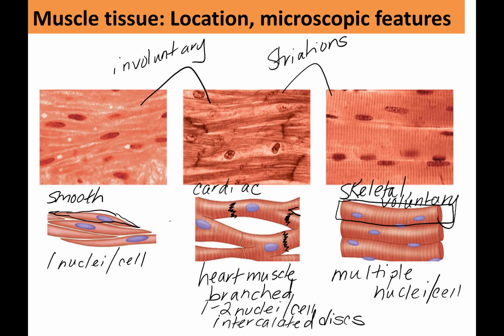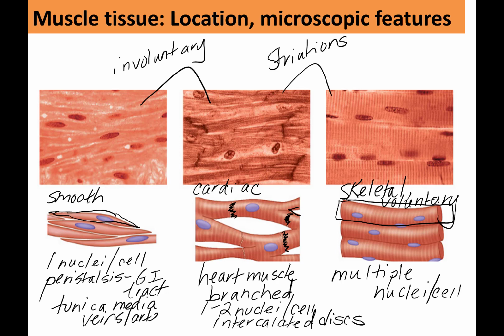So location for smooth, we just talked about peristalsis, which are those smooth muscle contractions in the digestive tract. We also have smooth muscle lining the tunica media of veins and arteries. Basically, any place in the body where involuntary movement is happening other than the heart muscle is going to be smooth muscle.